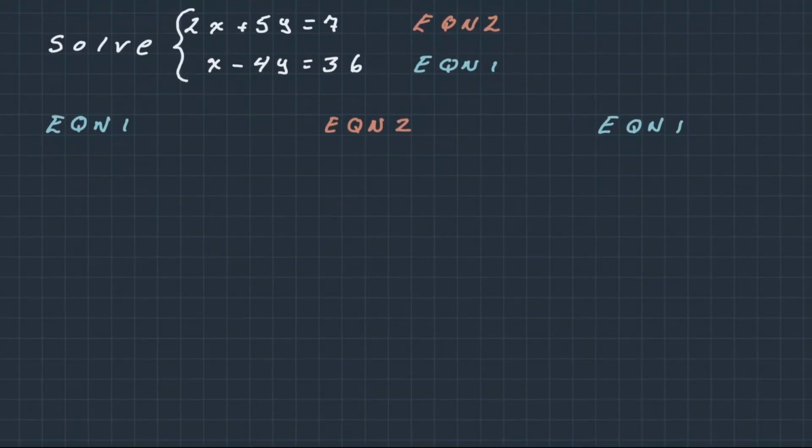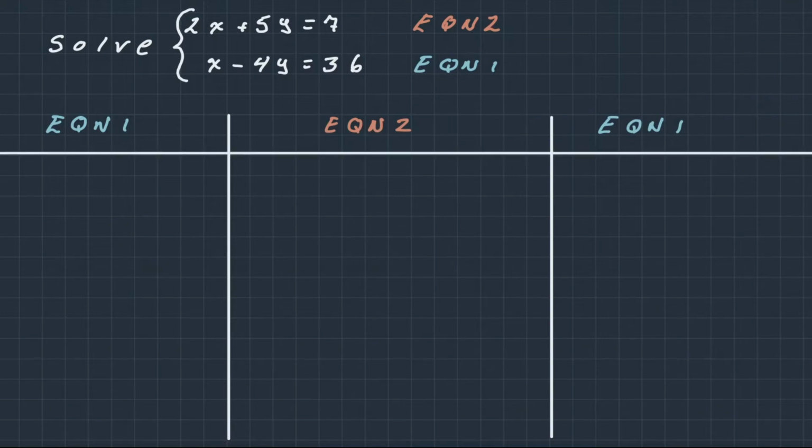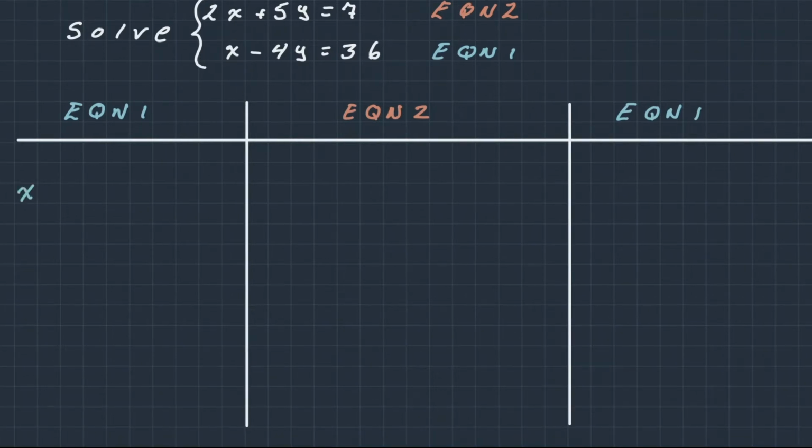Let's break this up into 3 steps. So we have step 1 dealing with equation 1, step 2 dealing with equation 2, and step 3 back dealing with equation 1. So now we can get started with equation 1. And I'm going to write this in blue to match the label of EQN1. So we have x minus 4y is equal to 36. Let's go ahead and use the definition of subtraction, giving us x plus negative 4y is equal to 36.